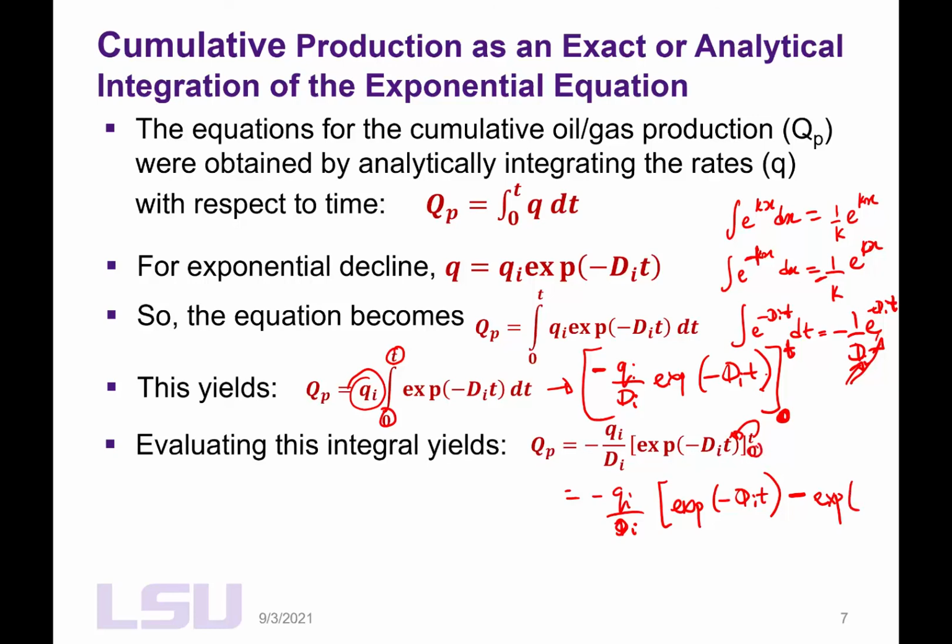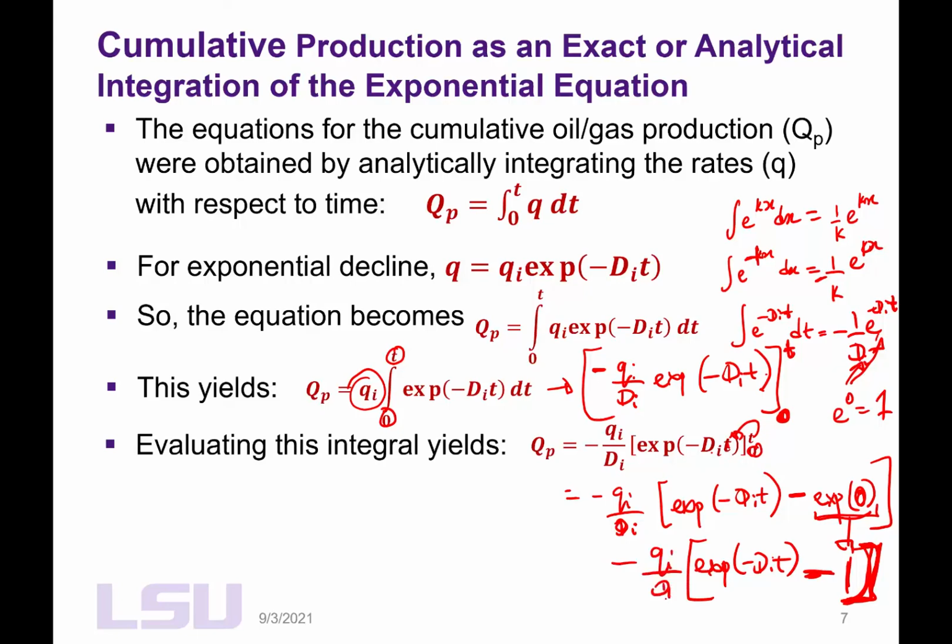Except that t is now 0. So when t is 0, Di times 0 is 0. So exponent of 0. Anything raised to the power 0 is 1, right? So e raised to the power 0 is 1. So this term will become 1, whereas this other term remains the same. So minus 1. Put it in the big square brackets. And this is minus Qi over Di. We're almost done.